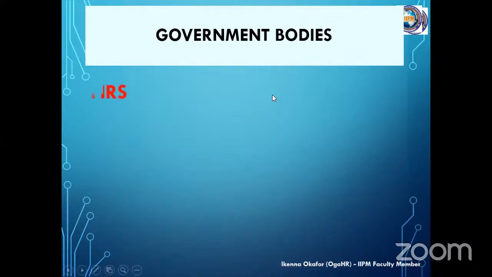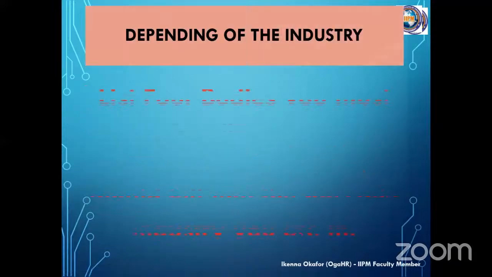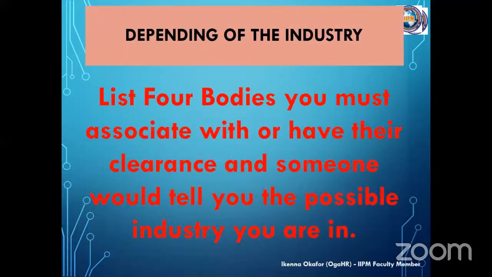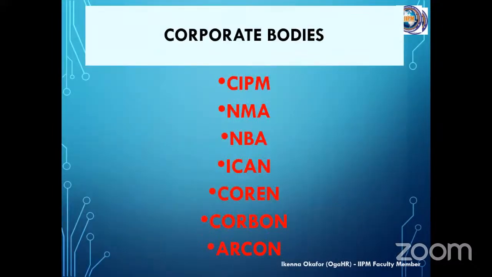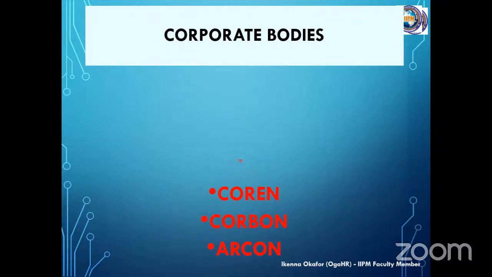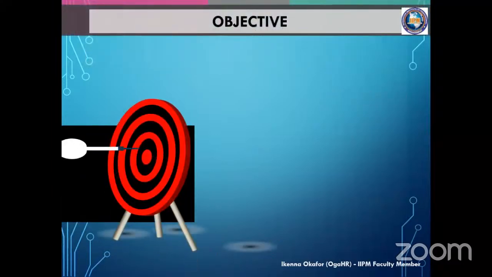Let's proceed. We've spent so much time. So we have government bodies depending on the sector. List four sectors you associate yourself with and their clearance. We have corporate bodies like CIPM, Chartered Institute of Personnel Management, NMA for medical, ICAN, COREN, CORBON, ARCON, and so on. As an HR person, if we want to employ an accountant, you should ensure this person has ICAN; if it's an engineer, COREN; if it's a builder, CORBON; if it's an architect, ARCON certificates.